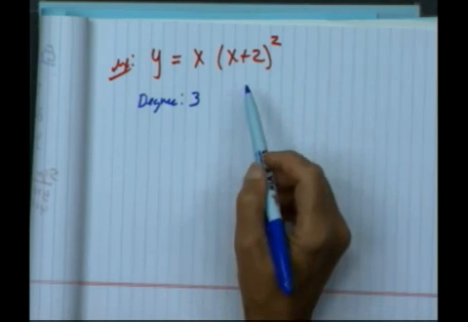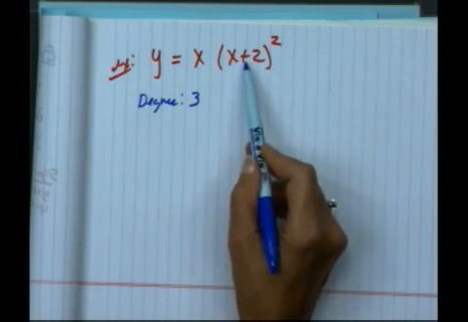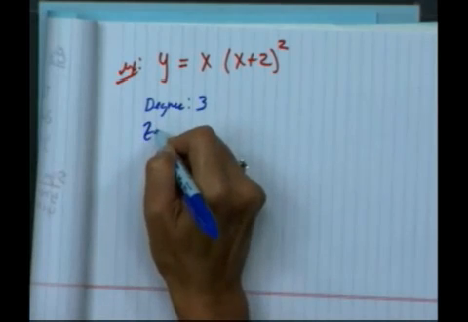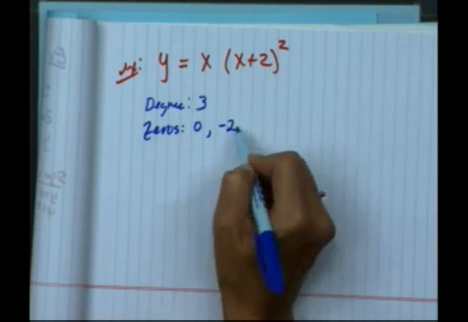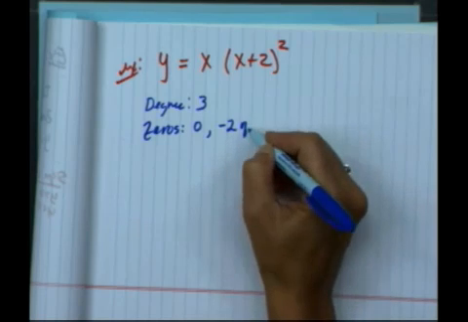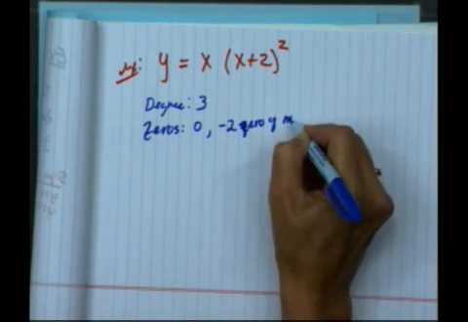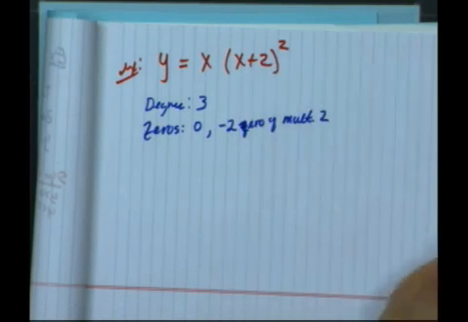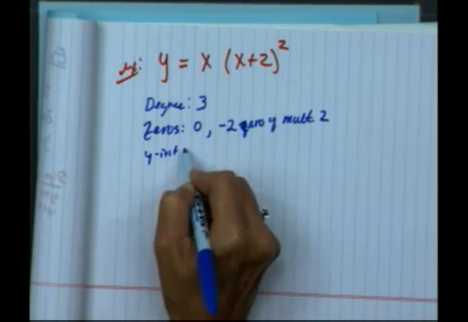Anybody not seeing why that's a third degree? If you square x plus 2, x plus 2 times x plus 2 is going to give you an x squared term. X squared times x is x to the third. Okay. All right, what are my zeros? 0 and -2. What do we say about the multiplicity of -2? -2 is a 0 of multiplicity 2, because I've got a square on that particular factor. Okay? And we still have a y-intercept of 0 here.